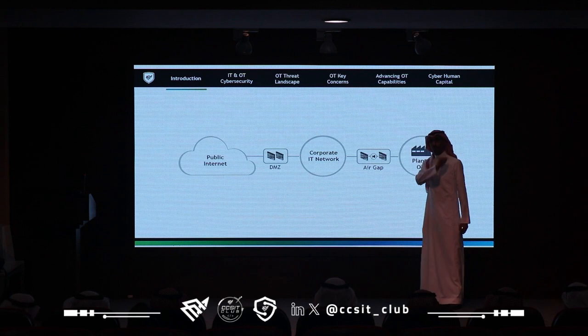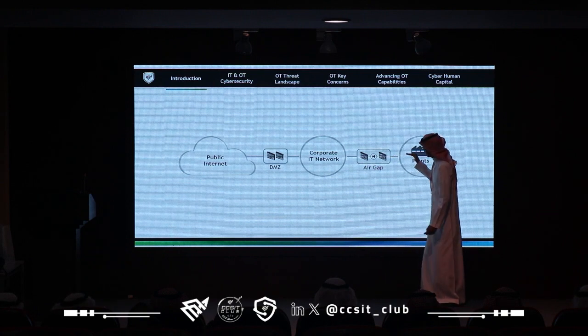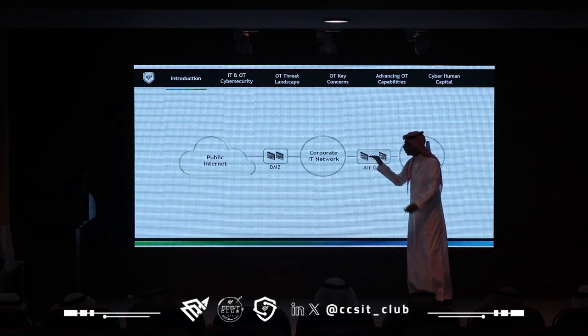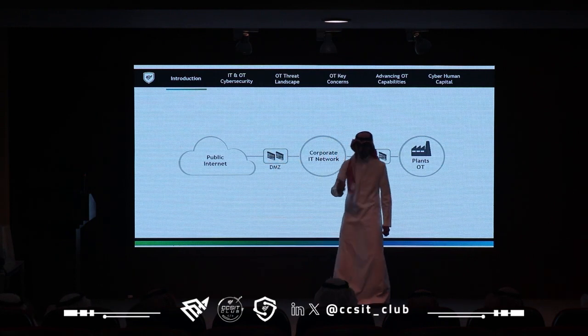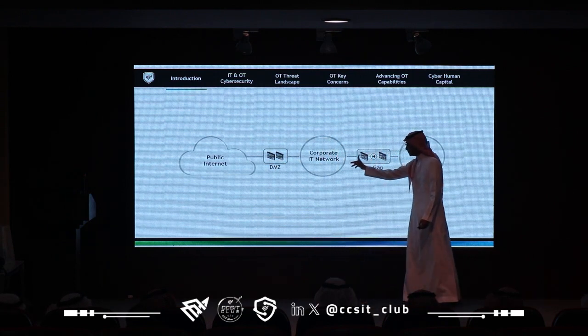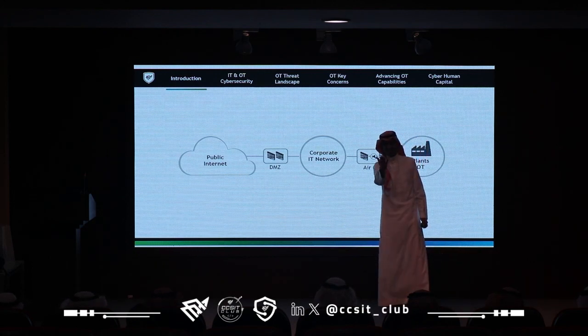I truly love the answer, and this is done by what we call the data diode. The data diode allows traffic to only go from the plant, as Lena mentioned, all the way to the IT corporate network and the internet, but it would never allow traffic on the hardware base to come into the plant. One way direction.